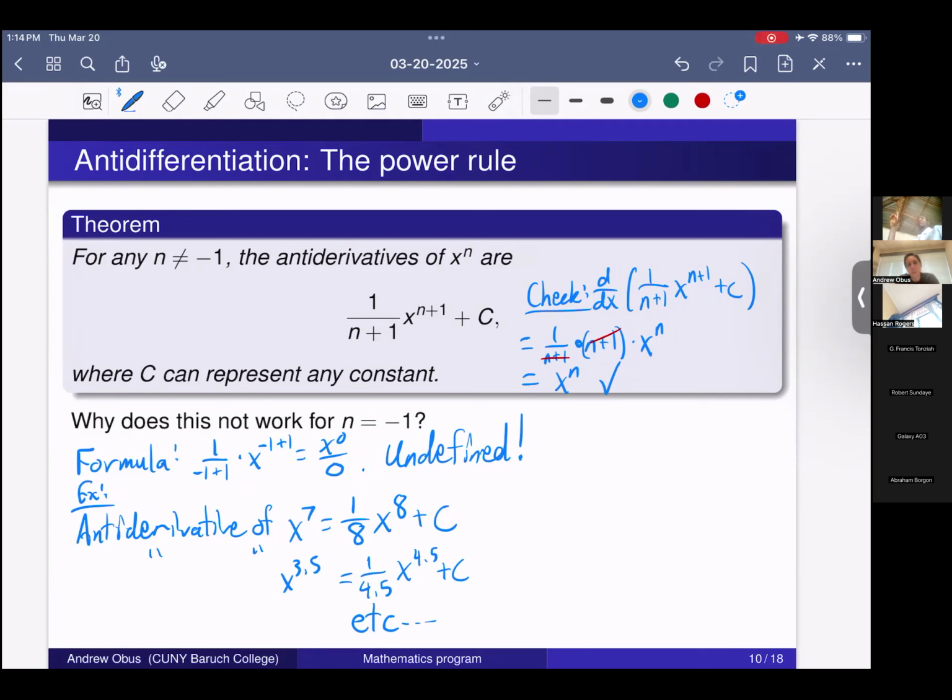Okay, if you have just a simple monomial, then you just take the antiderivative by raising the exponent by 1 and putting 1 over that new exponent as a coefficient, right? So what you see is differentiation reduces the exponent by 1. Antidifferentiation raises the exponent by 1. Okay. All right, any questions on this power rule, how this works? You should think of this as exactly the reverse of the power rule for derivatives.